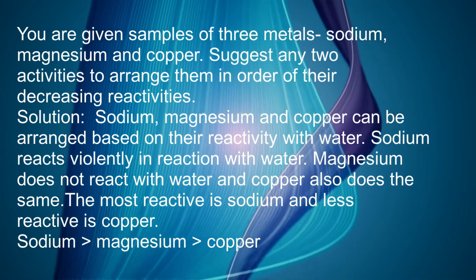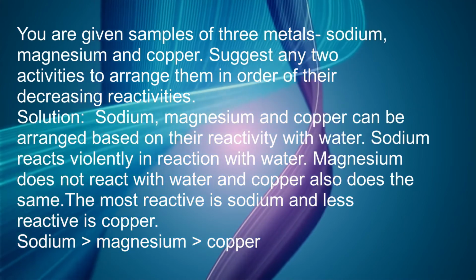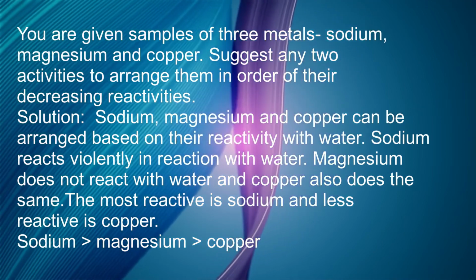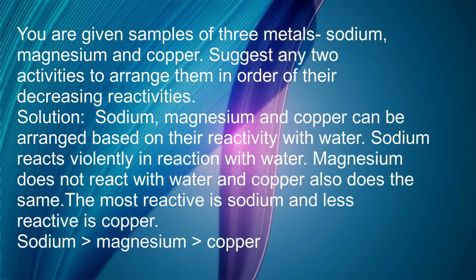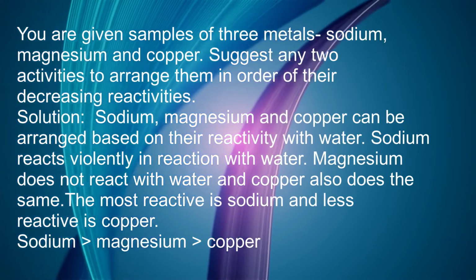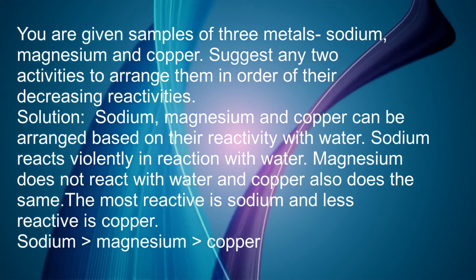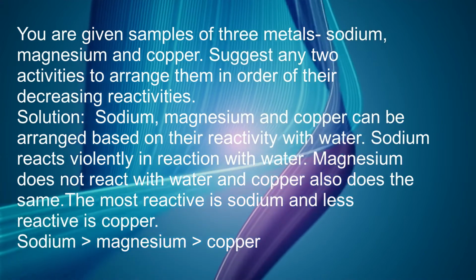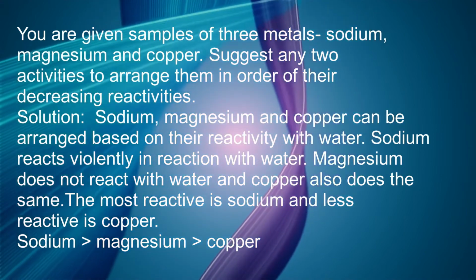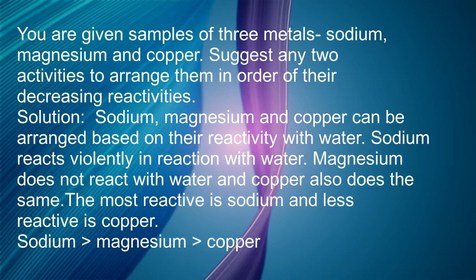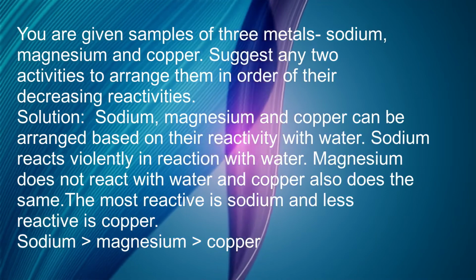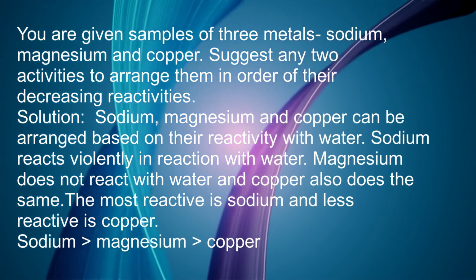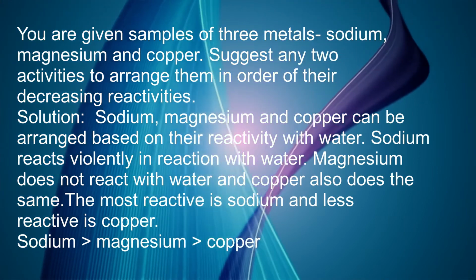You are given samples of 3 metals: sodium, magnesium and copper. Suggest any 2 activities to arrange them in order of their decreasing reactivities. Solution: sodium, magnesium and copper can be arranged based on their reactivity with water. Sodium reacts violently with water. Magnesium does not react with cold water, and copper also does not react. The most reactive is sodium and the least reactive is copper. Sodium is greater than magnesium, which is greater than copper.